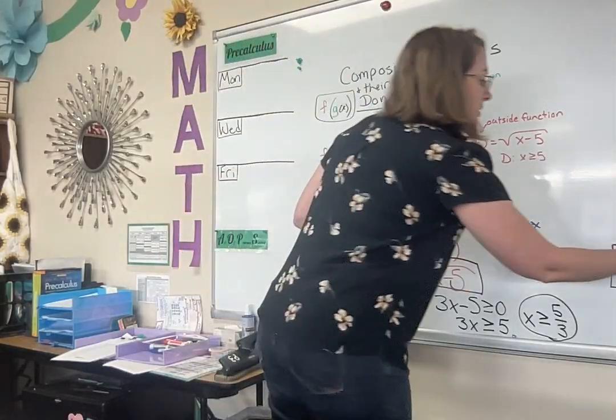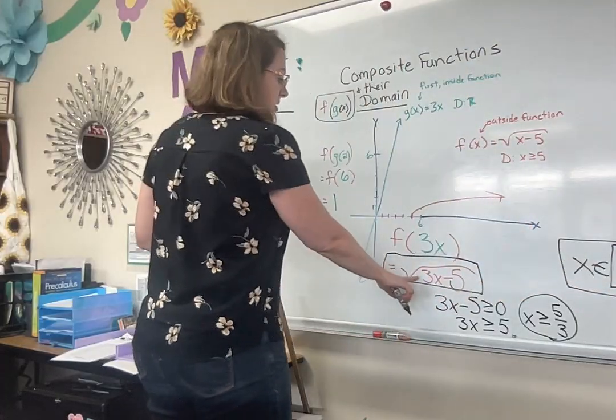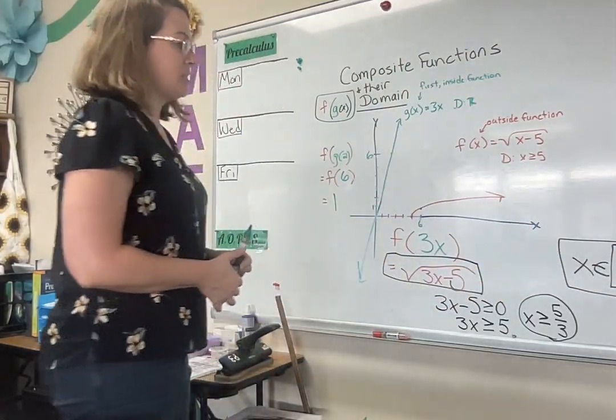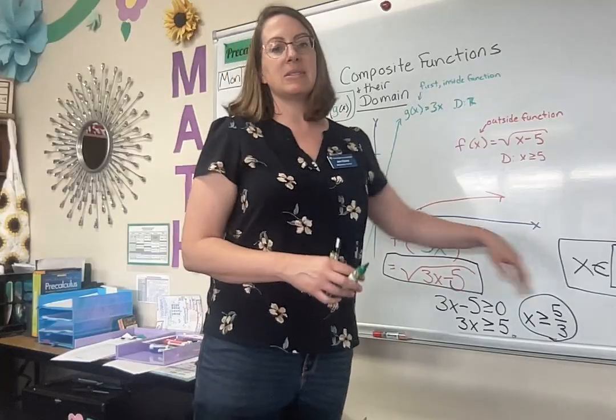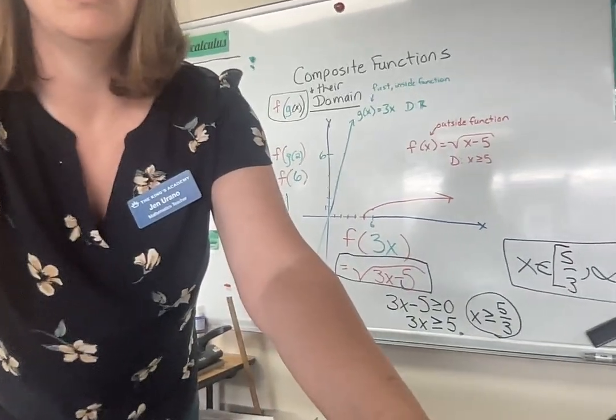So here is our final answer. F of g of x, the composition, is equal to the square root of 3x minus 5, and it has this domain. And you guys actually can't see that, so I will show it to you there.